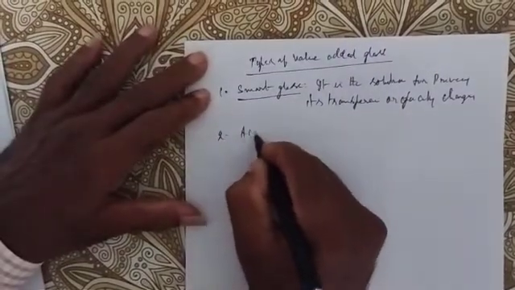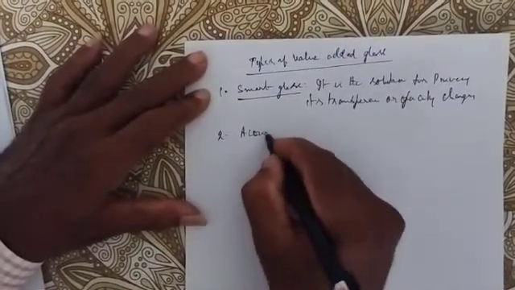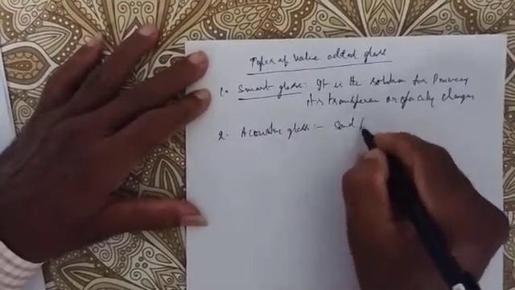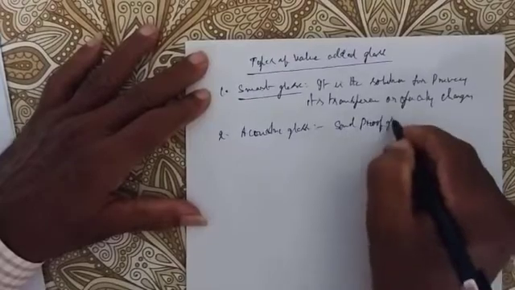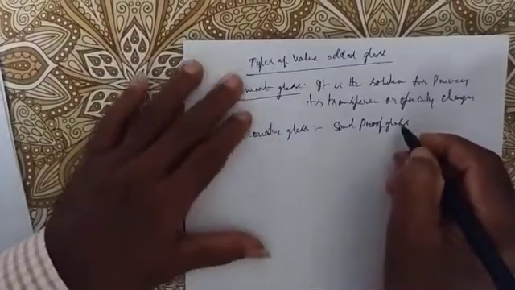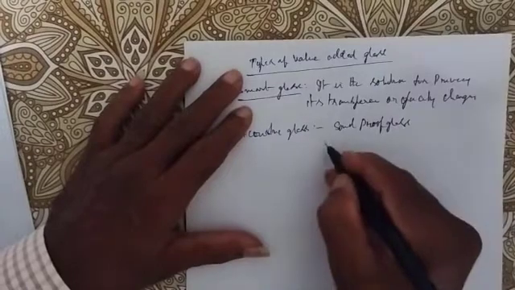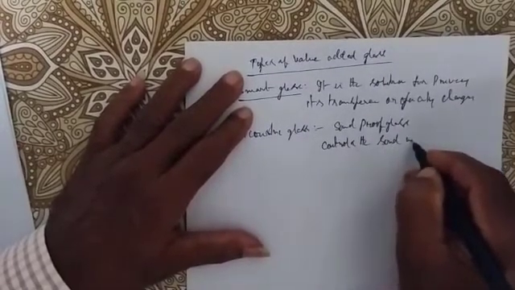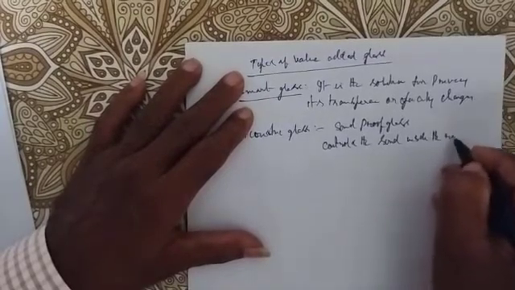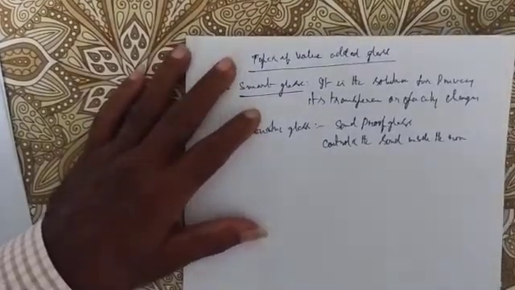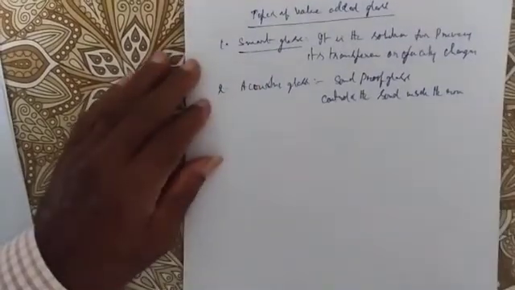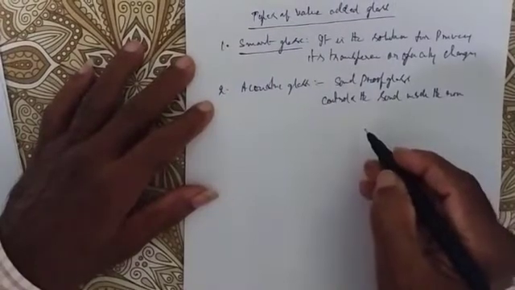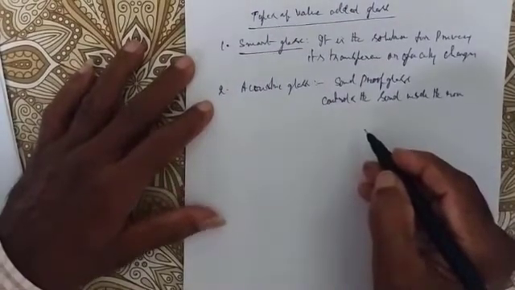Then the next one is acoustic glass. Acoustic glass means soundproof glass. So it controls the sound inside the room. That means reflection of sound waves does not take place, and outside sounds are not heard inside. That is soundproof glass.